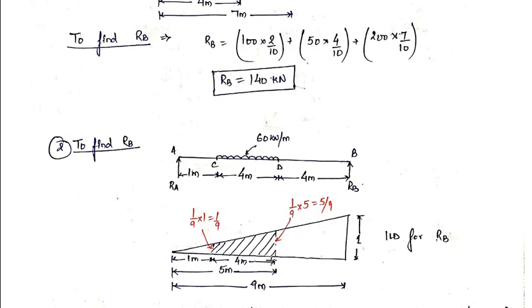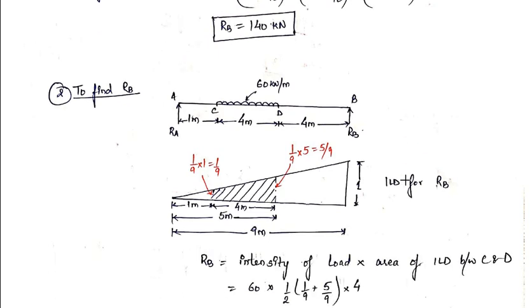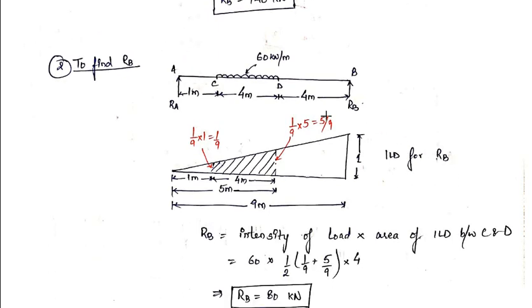into the distance of this ordinate from this apex point, which is 5. So 1 by 9 into 5. So this will give you 5 by 9. Now in order to calculate the value of RB, just multiply the UDL with the area covered by the UDL. Now if you see, this UDL is covering a trapezoidal area. So this UDL, which is 60, into the area of the trapezium, which is half sum of the parallel sides into height of the trapezium. So this will give you the total reaction at B.